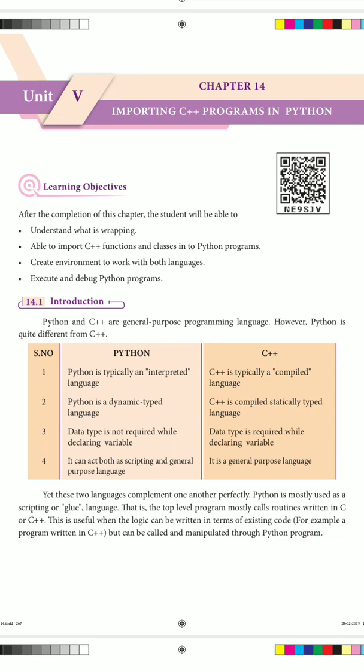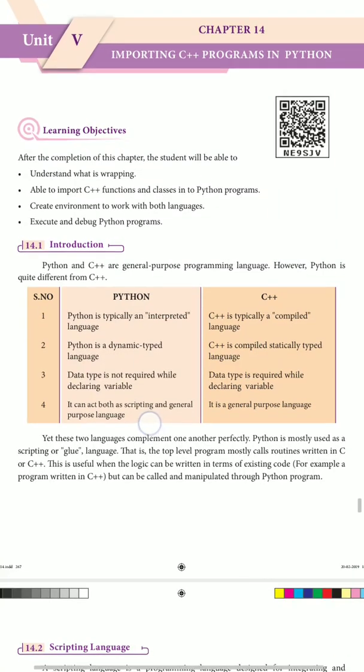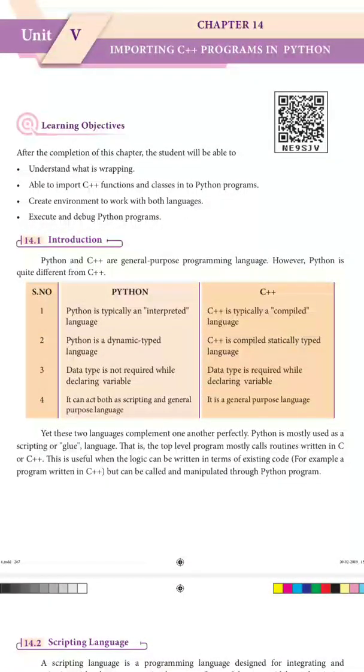Python and C++ are great general purpose programming languages. However, Python is quite different from C++. We'll see the difference here. Python is typically an interpreted language, whereas C++ is a compiled language. Python is a dynamically typed language, but C++ is a statically typed language.